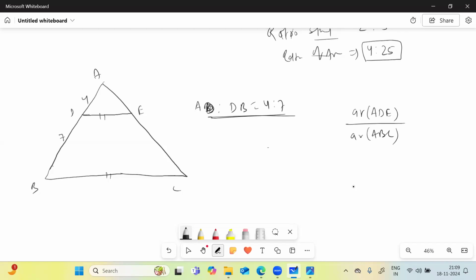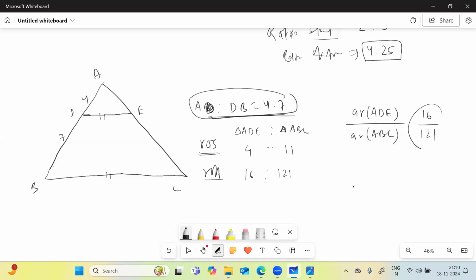Sir, 16:121. Okay, so let me see how you did. With this ratio of similarity, what will be the ratio of similarity for triangle ADE to triangle ABC? Tell me. Sir, 4:11. 4:11. And then the ratio of area would be 16:121. Very good. This is what I wanted to tell everyone.